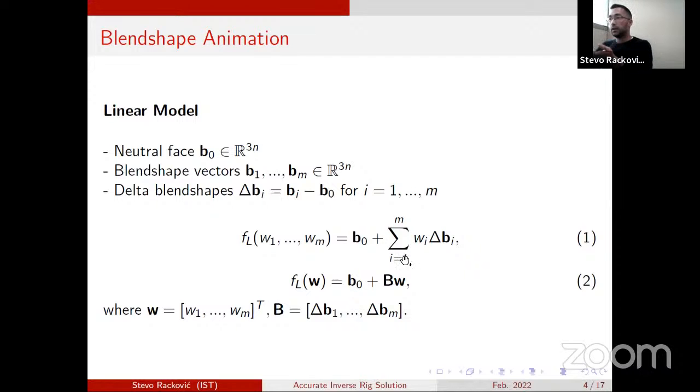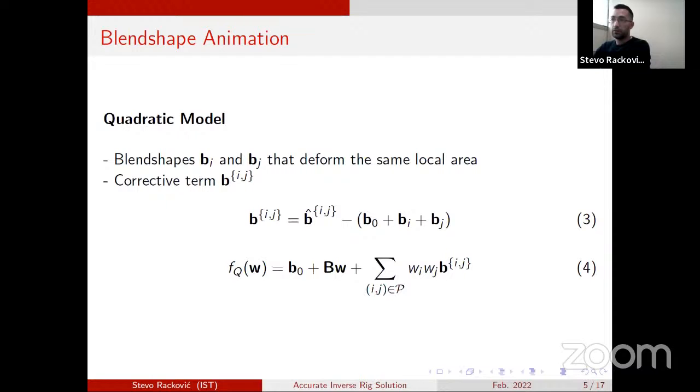Now this can also be written in matrix notation, where the weights are set into a single vector v, and we have the blend shape matrix B, which consists of the delta blend shape vectors set as columns of the matrix. Now this is the linear blend shape that is usually used, almost exclusively in the literature. But in more complex models, there are some corrective terms that add nonlinearity to the blend shape function.